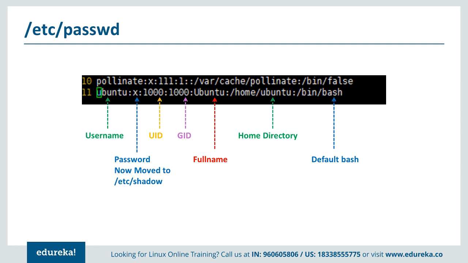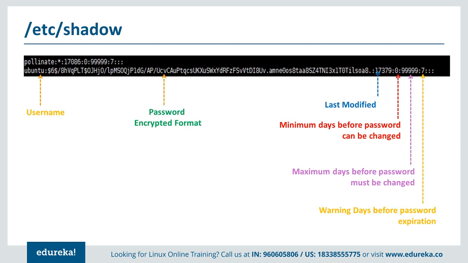Then the home directory. For Ubuntu, the home directory is /home/ubuntu. For Polynet, the home directory is /var/cache/polynet. And the default shell. As we have seen, the most popular default shell these days is /bin/bash. So the default shell is /bin/bash. Now getting to the shadow file. The same user which was there in the passwd file is here with the name Ubuntu.